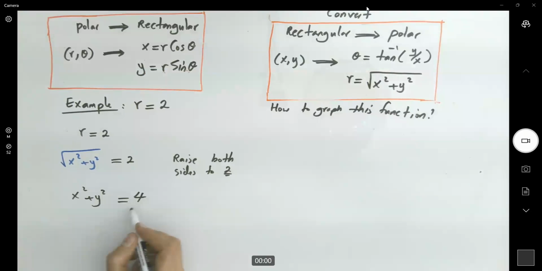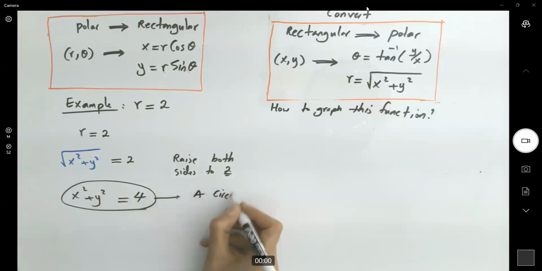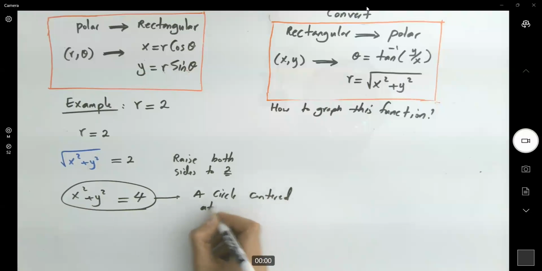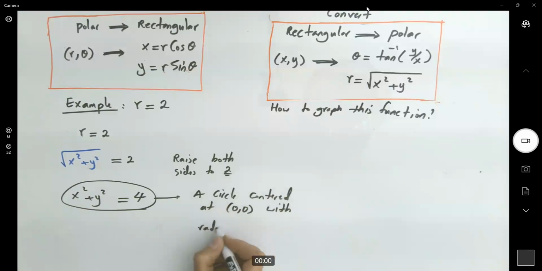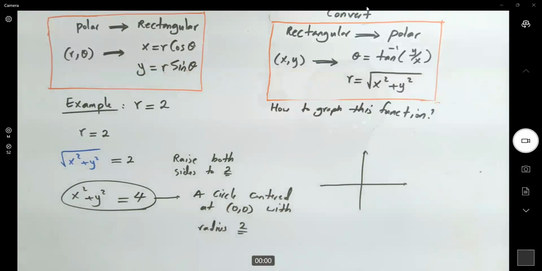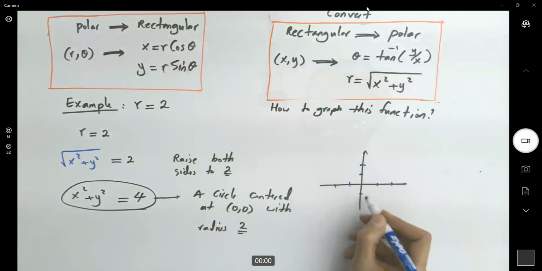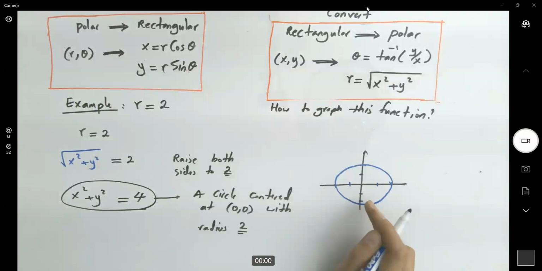But what is this? This is a circle centered at the origin with a radius of 2. So if I want to graph this in the xy plane, it is going to be this circle here. The radius is 2. And this is my circle.